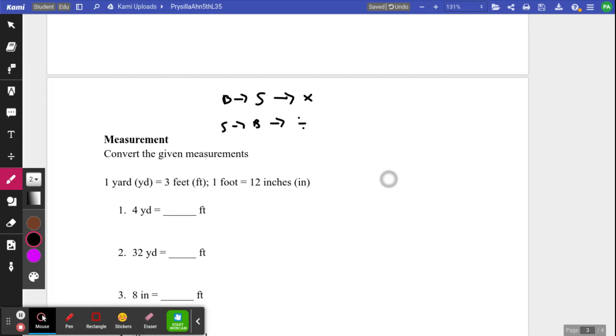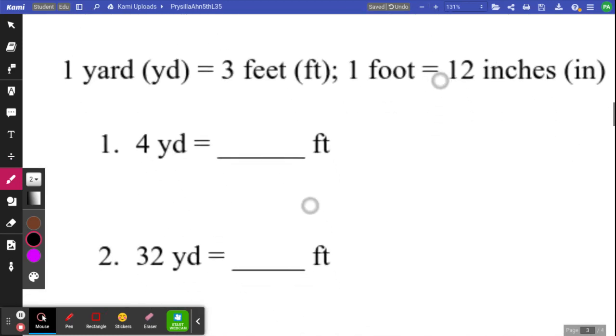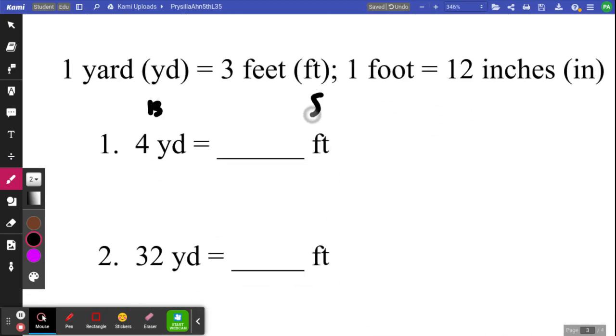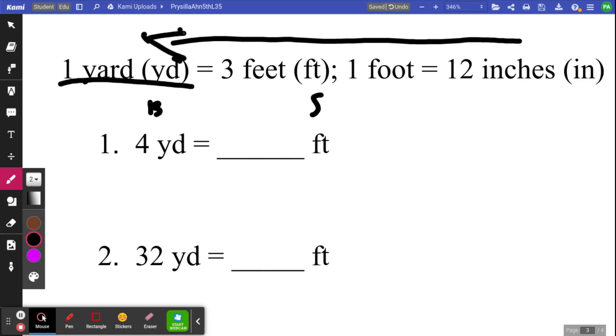So let's look at number 1, for example. So this is a big to small. And obviously we see that because whatever values go further into the left are bigger and the right is smaller. So 1 yard is 3 feet. And we need to figure out what the foot is, and it's going to be a much bigger number considering it's smaller and there are more amounts. So how would you do that? Since we know it's 3 feet, you just need to do 4 times 3, and 4 yards is 12 feet.